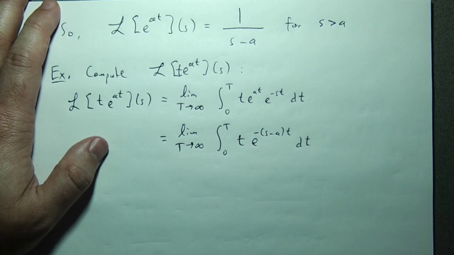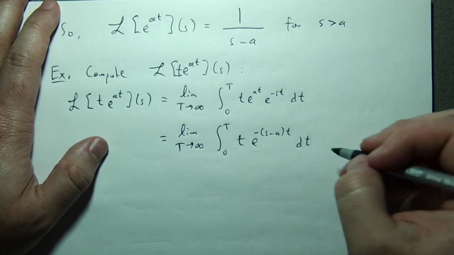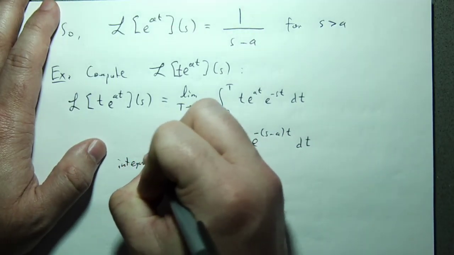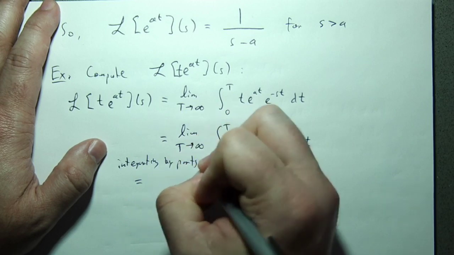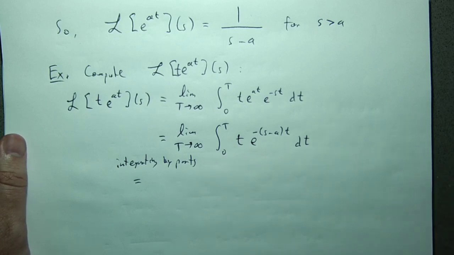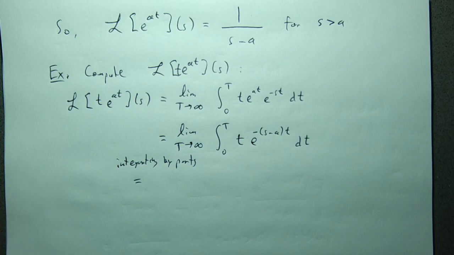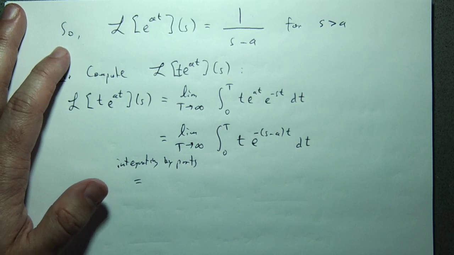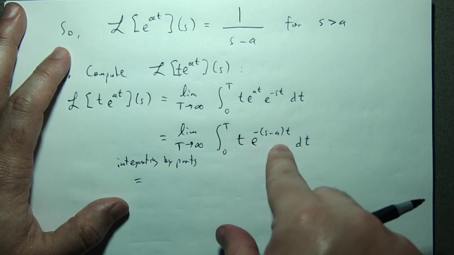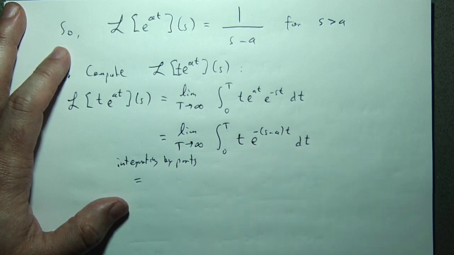Okay. Here I integrate by parts, right? Remember, when you integrate by parts, just a quick thing to remember is, if you're doing integration by parts in terms of u and dv, u is the thing you want to be simpler when you take its derivative, and dv is typically the thing that you're just happy to be able to integrate. So here, if you let u be t and dv be e to the minus s minus a times t dt, then what do you get here?